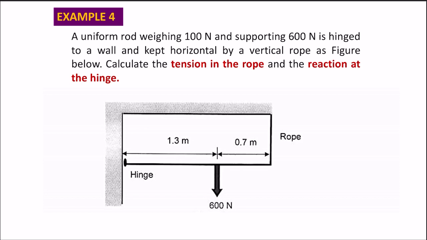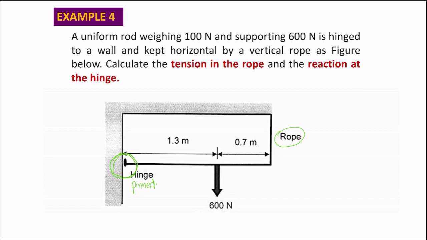A uniform rod weighing 100 Newton and supporting 600 Newton is hinged to a wall and kept horizontal by a vertical rope. As in the figure below, calculate the tension in the rope and the reaction at the hinge. Right. So previously we have learned about the connection and we know that there is a roller, pin, fixed connection, fixed support. In this case, if it's hinge, meaning that it is pin support. So the question asks you to find tension dekat rope ni and reaction dekat hinge.